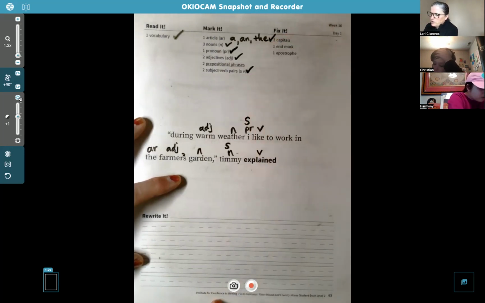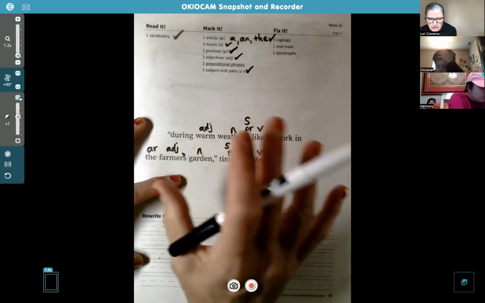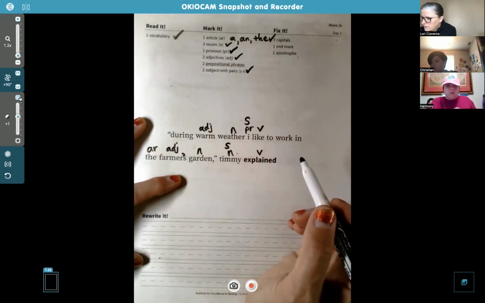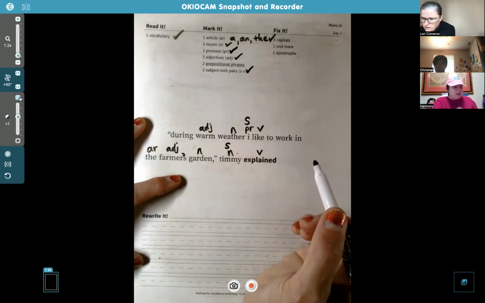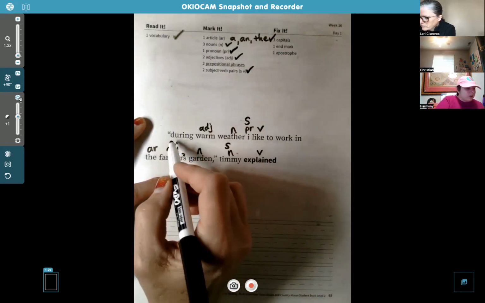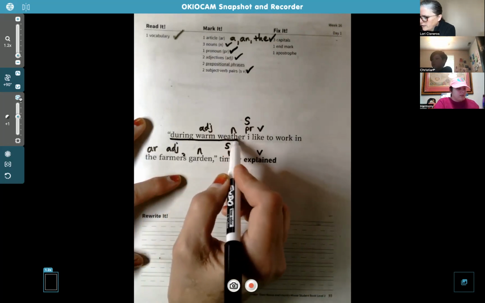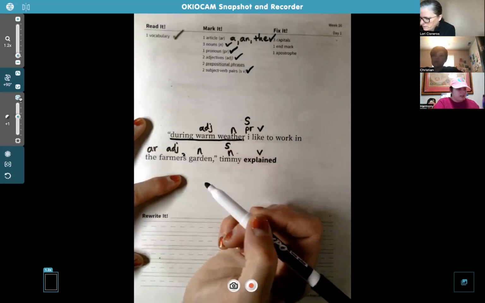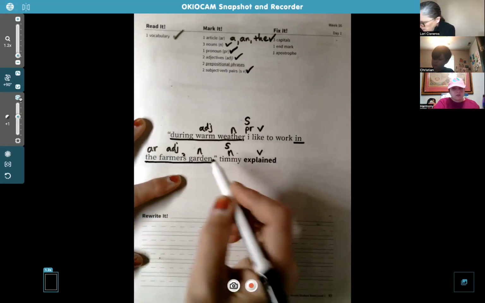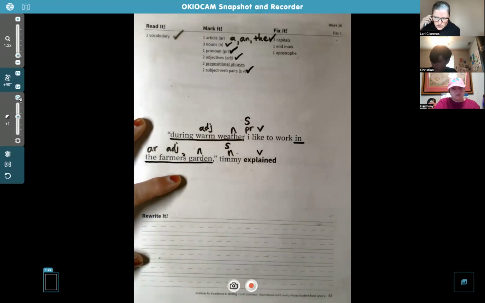Now to the prepositional phrases. So it's not going to be to work. That's a separate, that's an infinitive. So what do you think, Harmony? Where are the prepositional phrases? Tell the preposition phrases. During. Read the whole thing. During warm weather. Good, yes. And during is a preposition. In the farmer's garden. Oh, and you said the other one, in the farmer's garden. Good. Yep, those are the two phrases. Good job, Harmony. It stops on a noun.